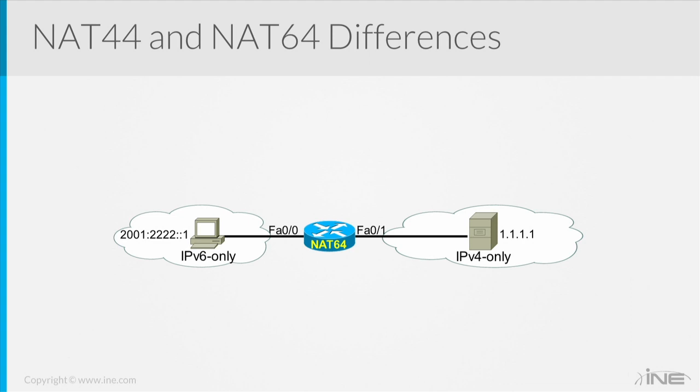NAT44, what's that? That's just regular good old IPv4 NAT. See, what we're talking about here is the 4 means I'm translating from a v4 header into a new v4 header. So your regular NAT that you learned at the CCNA level, where you swap your existing source address with a new source address, we call that NAT44. And NAT64 is where I'm swapping a v6 header for a v4 header. So what are some differences between them?